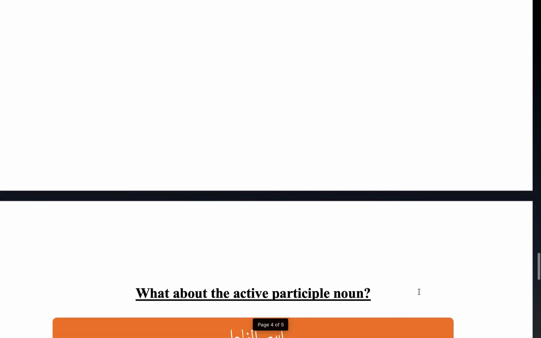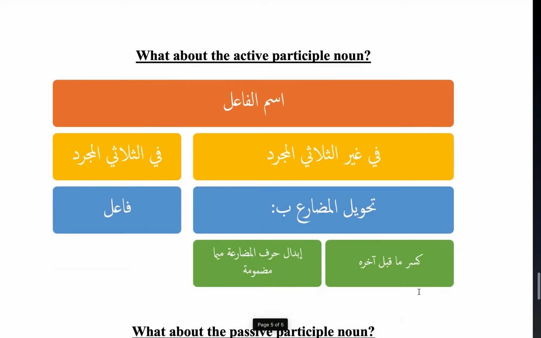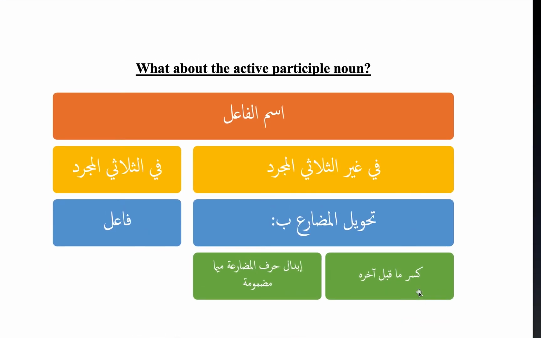The next question is the ismul fa'il. What about the active participle, noun? We defined ismul fa'il in a previous lesson. We're talking about the person who committed the action. Ismul fa'il. We're describing the person who committed the action. Qatala qatilun. The one who did the act of killing we call qatil.